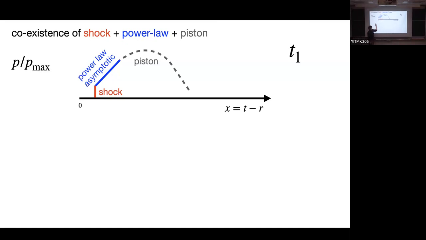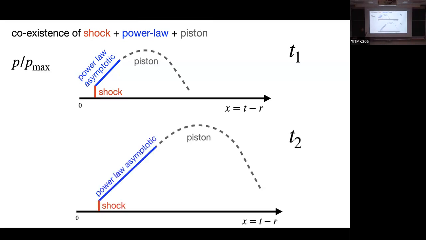We want the shock not to ruin this profile behind it, so that if you look at the solution at a later time, this region of the power law asymptotic will grow, the shock will still exist, and we'll still have the piston. That's what we want to require. And if we can find this kind of solutions where the shock evolves self-consistently with everything behind it, this would probably be our solutions for the shock.